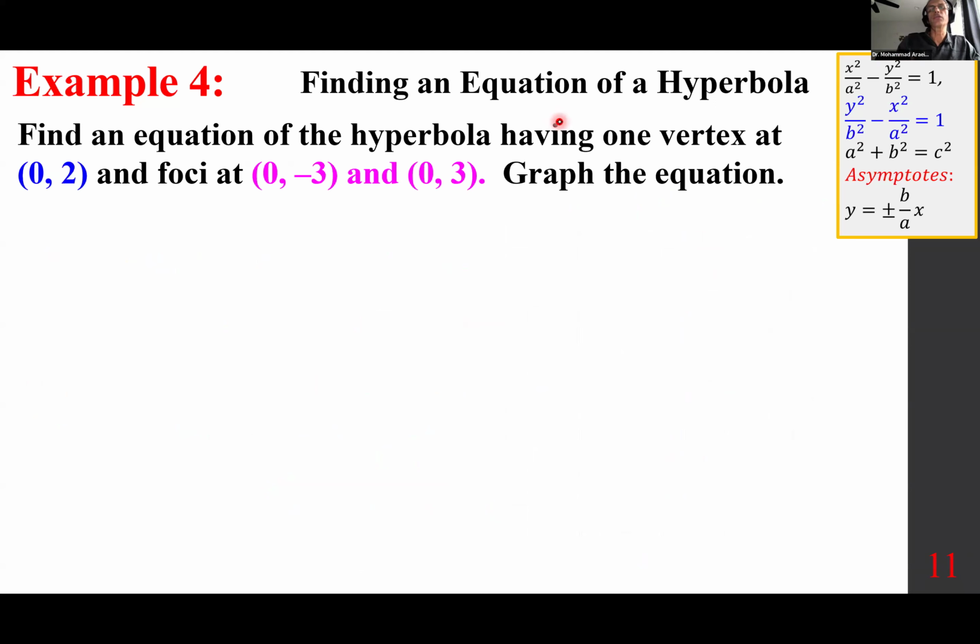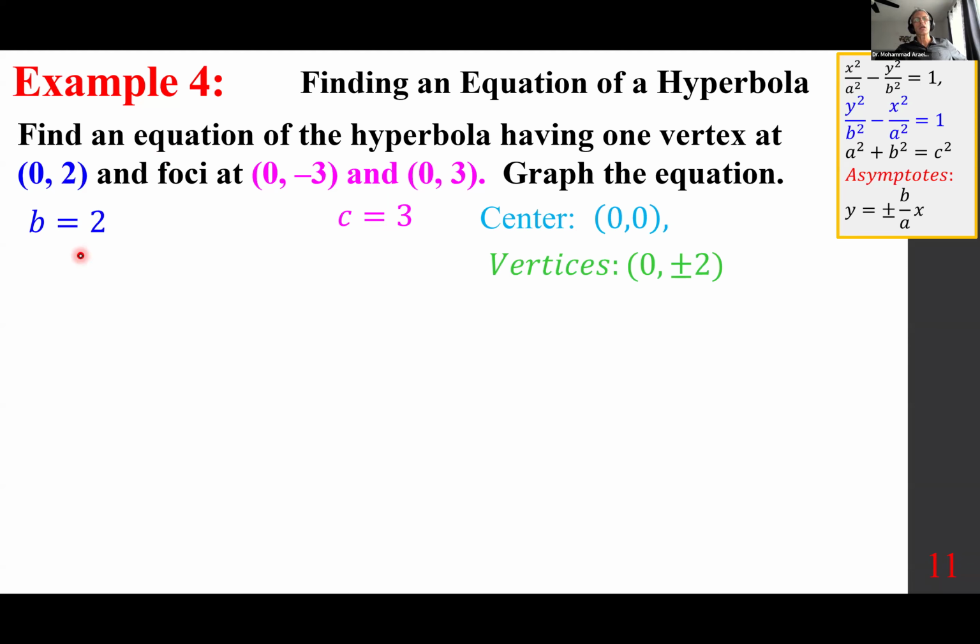Now, find an equation of a hyperbola. We want to find an equation of the hyperbola having one vertex at 0, 2, and foci at 0, negative 3, and 0, 3. Because of the way it's set up, this tells us the center is at 0, 0, c is 3 and b is 2. So b is 2, c is 3, center at 0, 0. Those two pieces of information give us the three pieces of information here: center, c, b. Vertices, if one is at 0, 2, the other one must be at 0, minus 2.